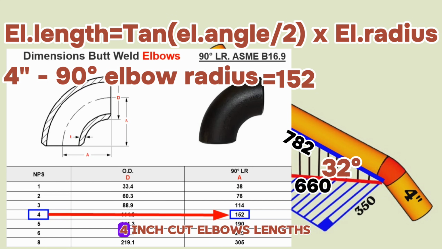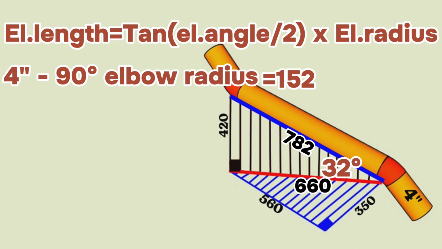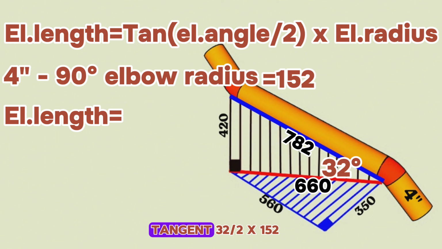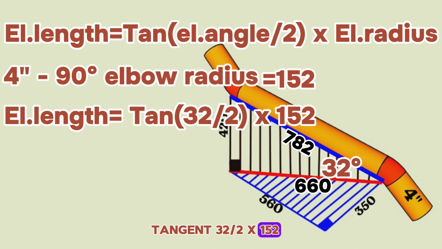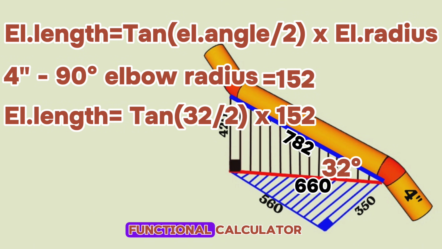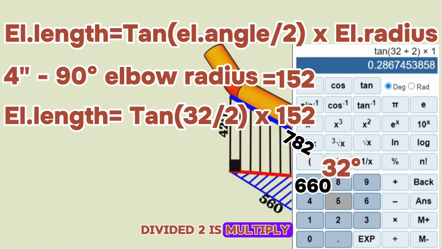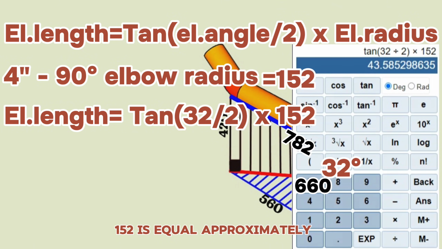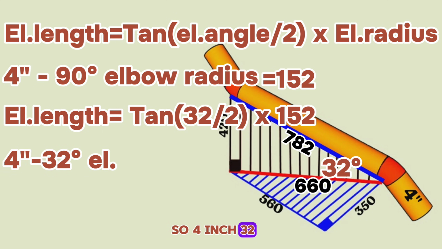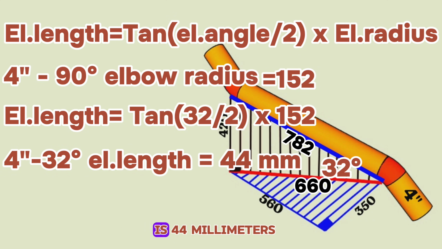Now we can calculate the 4-inch cut elbow lengths. Let's calculate the distance from the center to the end of the 4-inch butt weld elbow cut at 32 degrees. Elbow length is equal to tangent of 32 halves times 152. We are using a multifunctional calculator to calculate the length of the 32-degree elbow. Tangent of 32 degrees divided by 2, multiplied by 152, is approximately 44 millimeters. So, the 4-inch 32-degree elbow's center-to-end dimension is 44 millimeters.